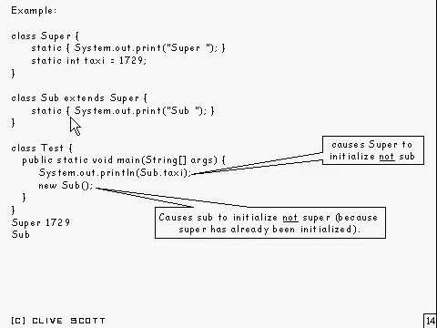So the net result of all that is you call this here, and before that gets a chance to run, the initializer is done for Super, so that prints out Super. And then, of course, Sub.taxi is printed out, which is 1729. And then this call down here will trigger the initialization of Sub, which will print out just Sub. And of course, that will not trigger that one first because it's already been done.